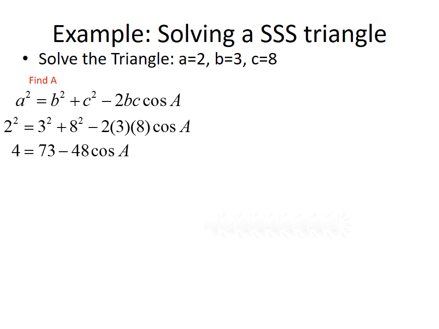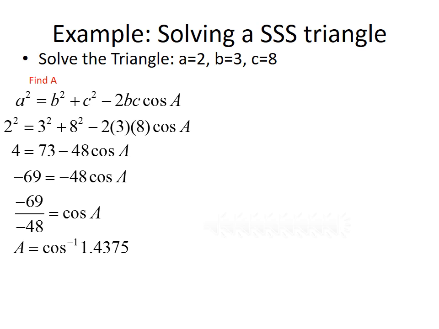If we simplify these terms, 2 squared gives us 4 on the left-hand side. 3 squared plus 8 squared will give us 73. And 3 times 2 times 8 will give us 48. So 4 equals 73 minus 48 cosine of A. We subtract 73 from both sides of the equation, giving us negative 69 equals negative 48 cosine of A. We'll divide both sides by negative 48 to get cosine of A by itself. So cosine of A will equal negative 69 over negative 48.